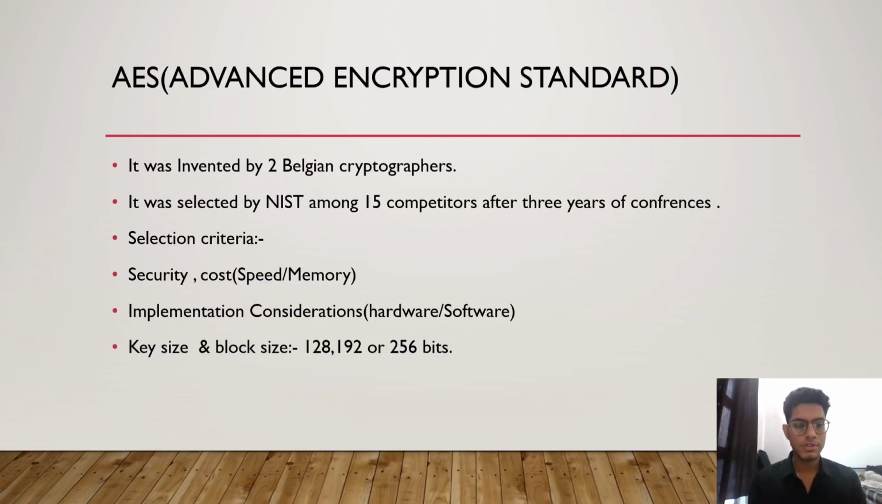The most advanced is AES, Advanced Encryption Standard. Basically it was invented by 2 Belgian cryptographers. It was selected by NIST among 15 competitors. The selection criteria were security, cost, which is speed and memory. The implementation considerations were hardware and software. The key size and block size are 128, 192 and 256 bits.